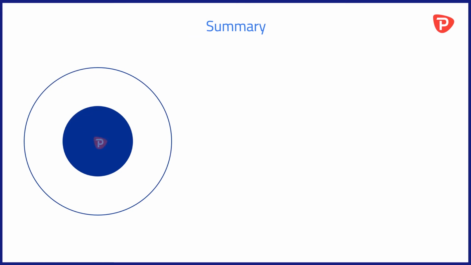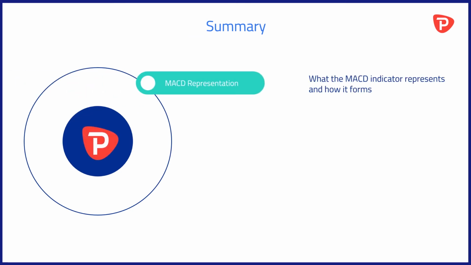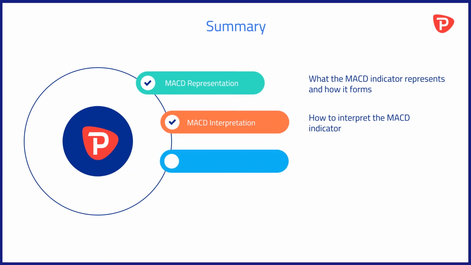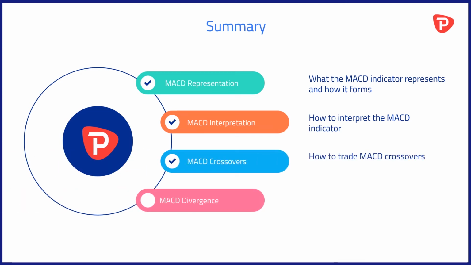In this lesson, we have learnt what the MACD indicator represents and how it forms. We have learned how to interpret the MACD indicator. We have learned how to trade MACD crossovers. And we have learned how to interpret and trade MACD divergence. This concludes section 2 of trading indicators.